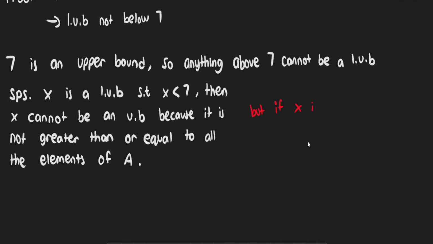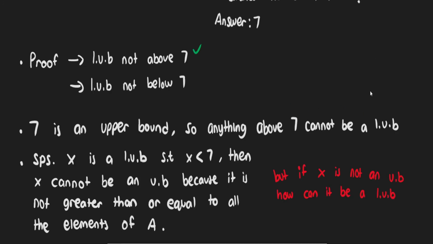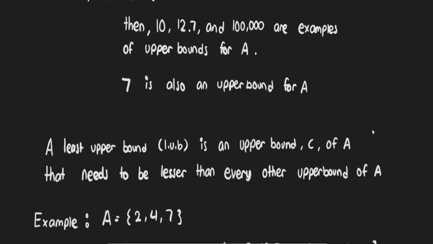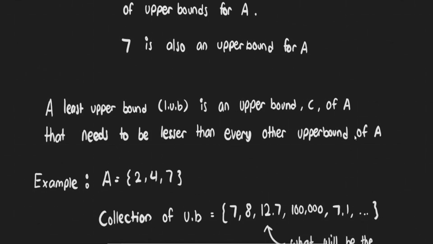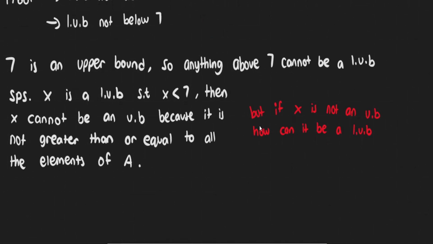Well, if x is not an upper bound, how can it be a least upper bound, right? So if x is not an upper bound in the first place, then immediately it does not satisfy this definition at all, right? In order for something to be a least upper bound, it needs to be an upper bound, and it needs to be the smallest of all other upper bounds. So this over here is a contradiction.